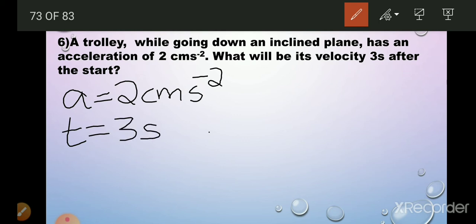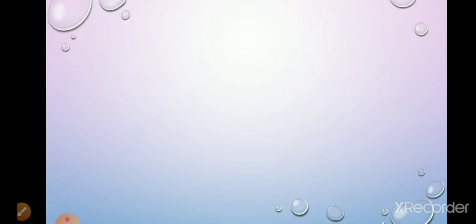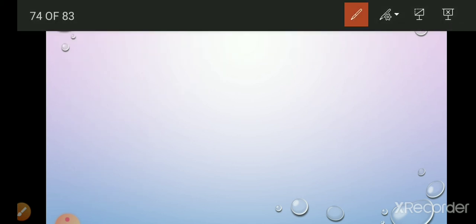After the start, they have told, that means initially the trolley was at rest. So U is equal to 0. You have to find what will be the velocity after it starts. Final velocity we don't know. So we have the equation, first equation let us use, that is V is equal to U plus AT.